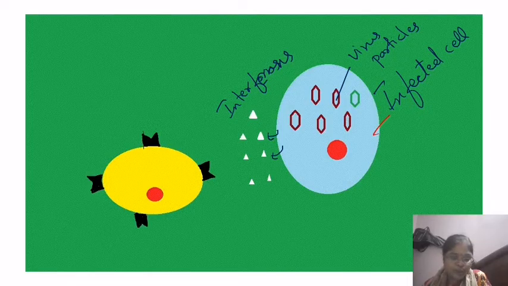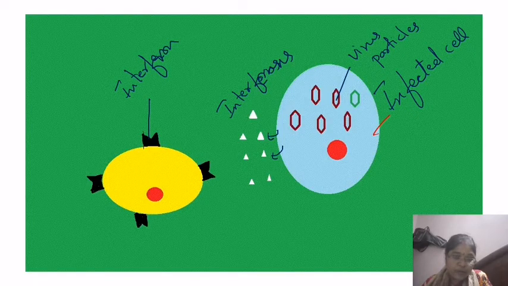Now they have got receptors on them. This is your interferon receptor. Now what happens? These interferons bind with their receptors. This is your interferon. Once they bind with their receptors, what happens? They send a signal to this cell.